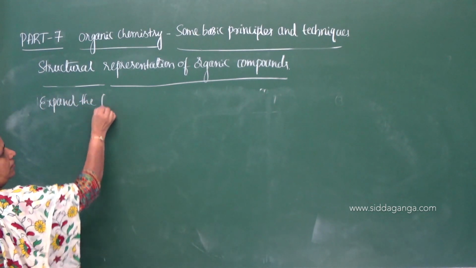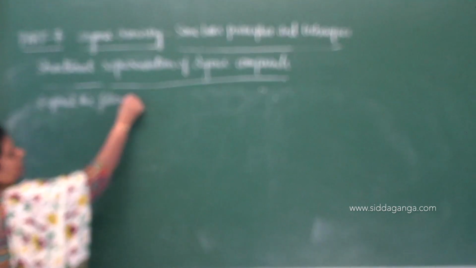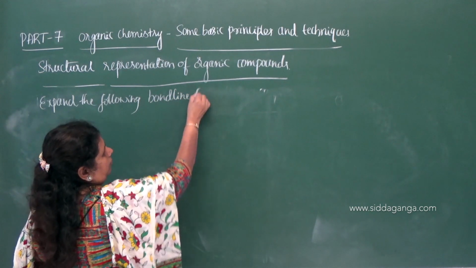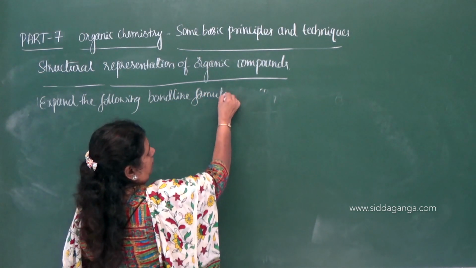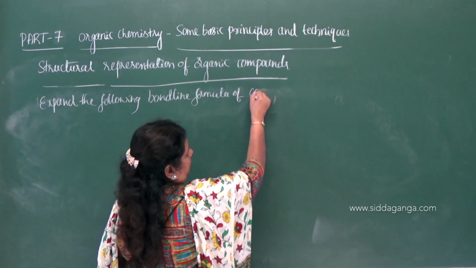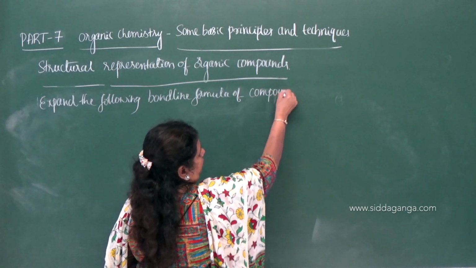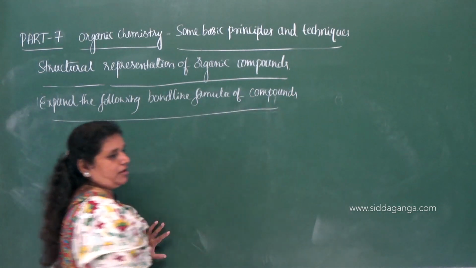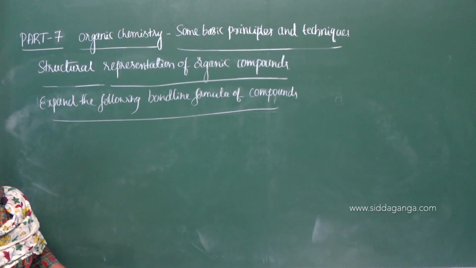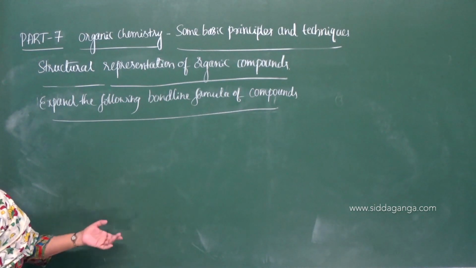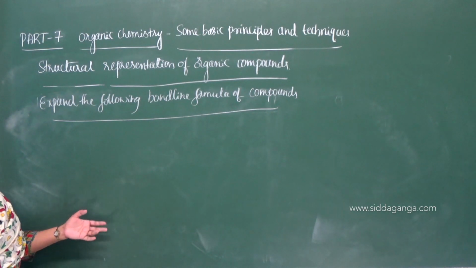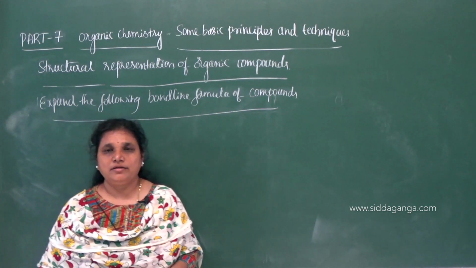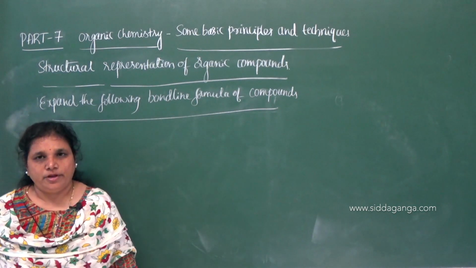Expand the following bond line formula of compounds. Expand the bond line formula of the compounds. It means when a bond line formula is given, you have to write its formula. That is, you can write the condensed formula for the given bond line formula.